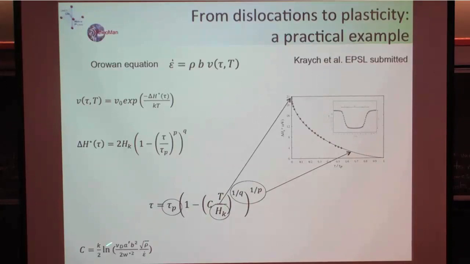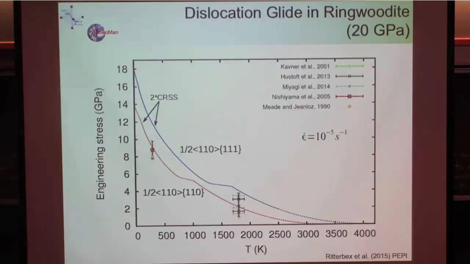We have this C factor, which gathers a few parameters. Look at that. The strain rate is here. The strain rate is not anymore something we have to extrapolate to. It's a parameter that is in the equation. So we can set what we like. We don't have to extrapolate. So this is cool. So let's do that, and now let's make a more accurate comparison with the experiments. So this is what occurs with ringwoodite.